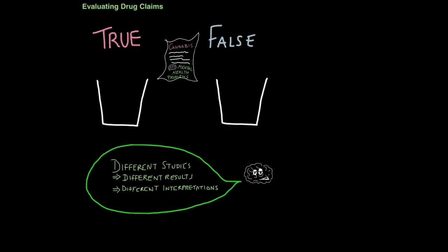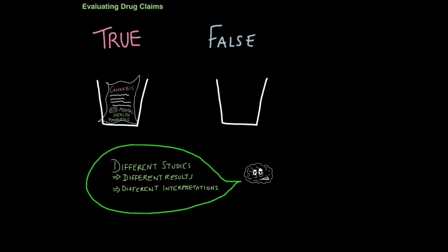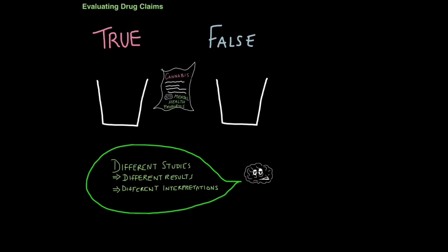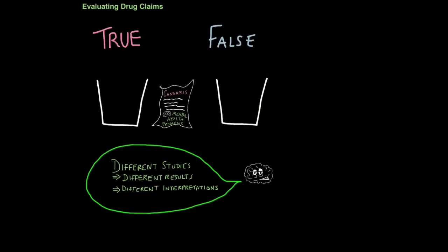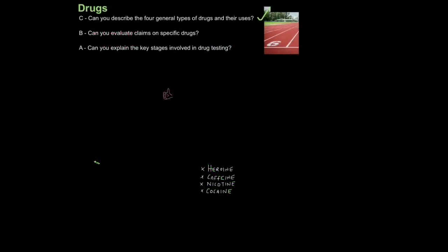What does this mean? Well, it certainly doesn't mean we can put the claims linked to cannabis into the true basket, but we also can't put it into the false basket, because the studies don't reach any firm conclusion. In other words, we just can't say whether these claims are true or false. So that is how you evaluate claims on specific drugs.